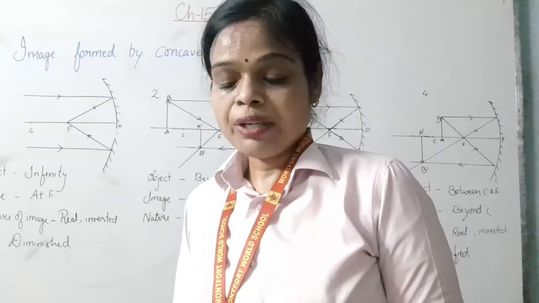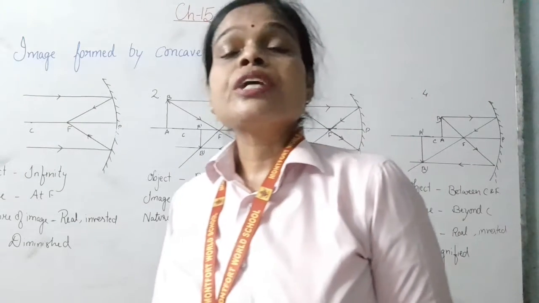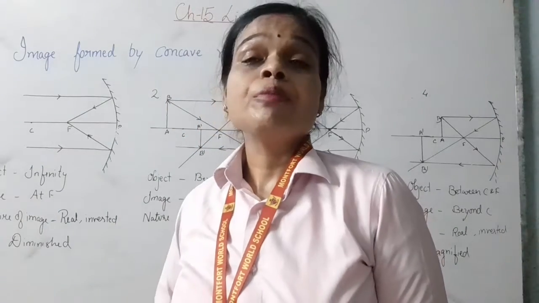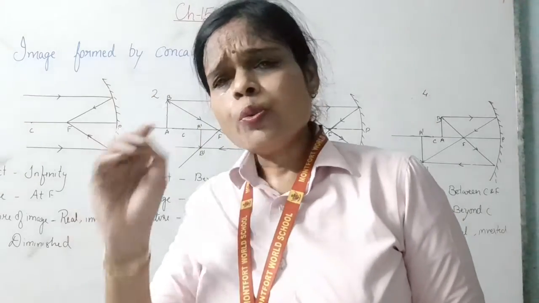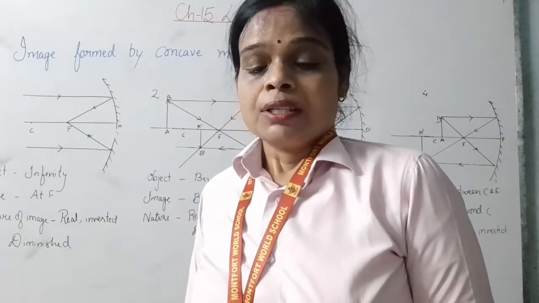Give two differences between real and virtual images. Real images are the images which can be formed on the screen, whereas virtual images are the images which cannot be formed on the screen. So real images are always inverted, whereas virtual images are always erect.